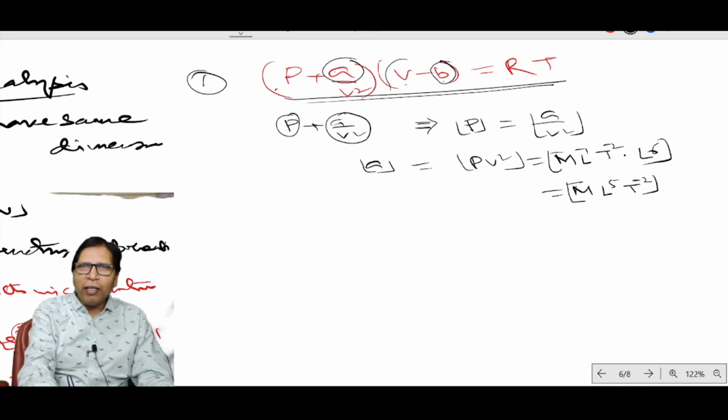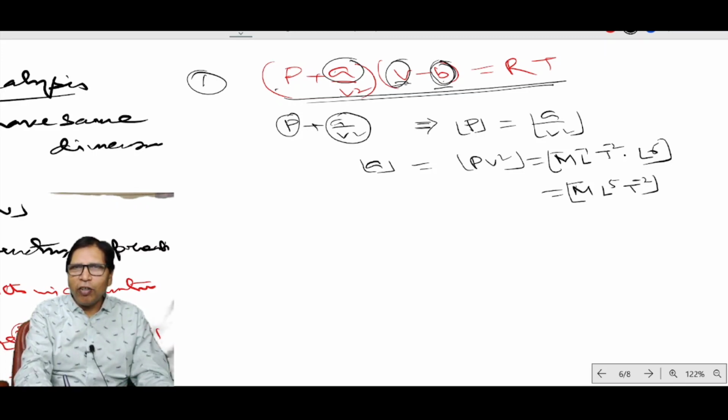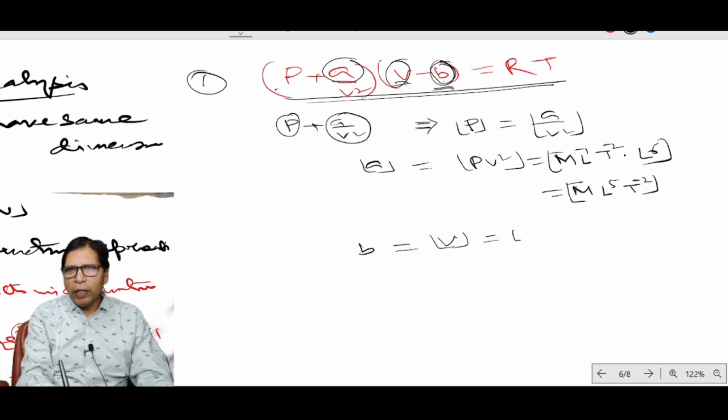Now here V and B are the added terms. So the dimension of V is equal to the dimension of B. B has the same dimension as that of volume. Volume has dimension L cube. So B equal to L cube.